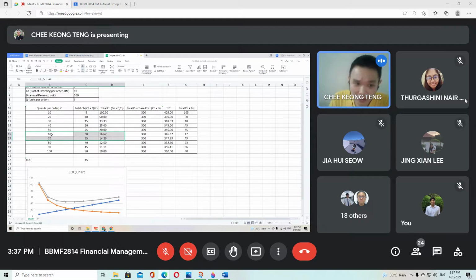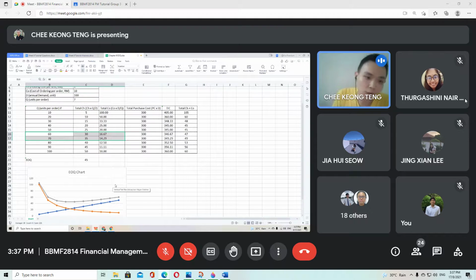Because from 60 to 70, when you add, holding cost still increases 5 ringgit. Your cost increases 5 ringgit. But the money you can save from ordering cost, how much? Only 2 ringgit something. You save 2 ringgit but pay extra 5 ringgit. Of course, the total cost will increase back. That's the reason why the total cost will drop first and then increase back.